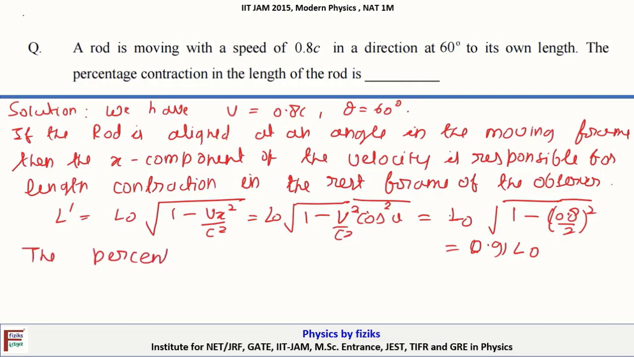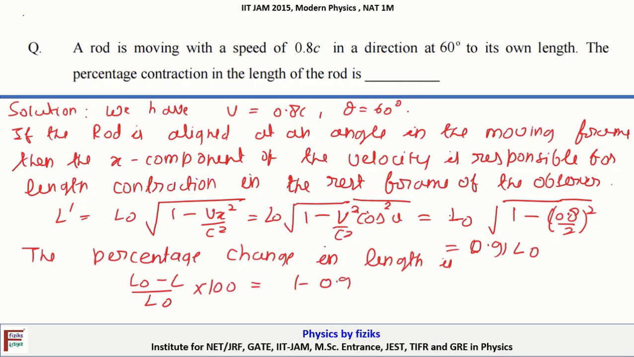The percentage change in length is (L0 minus L) divided by L0 into 100, equals (1 minus 0.91) L0 divided by L0 into 100, equals 0.09 into 100 equals 9%. That is 9%.